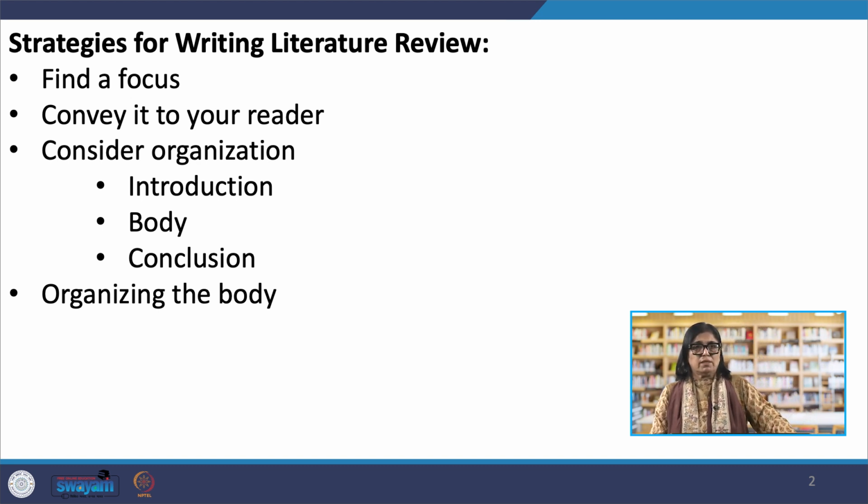Now, organizing the body. How do you organize the body? Once you have the basic categories in place, then you must consider how you will present the sources themselves within the body of your paper. Create an organizational method to focus this section even further. To help you come up with an overall organizational framework for your review, consider these scenarios.